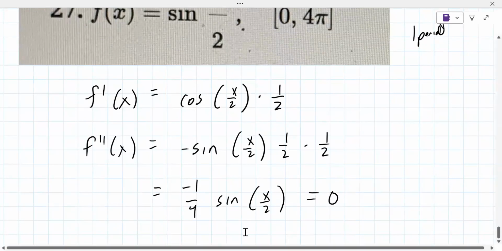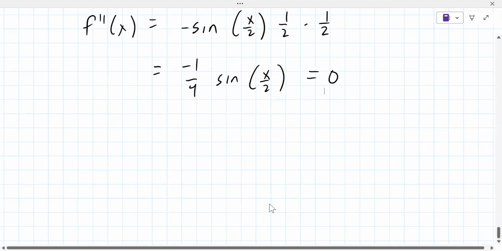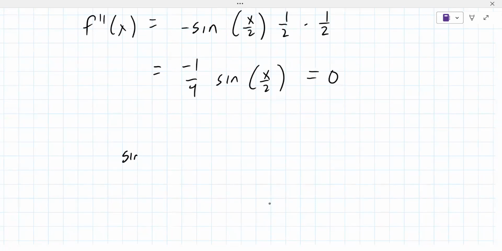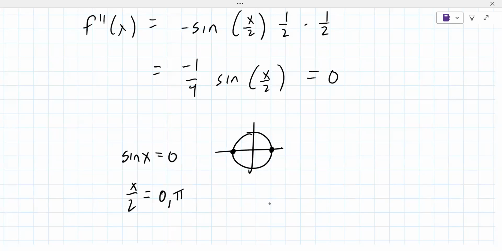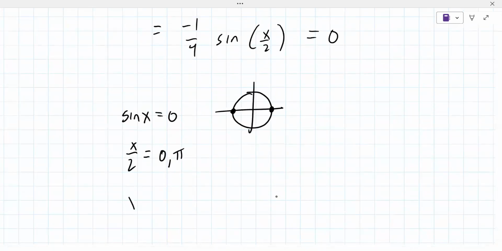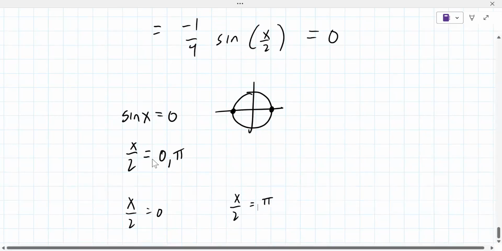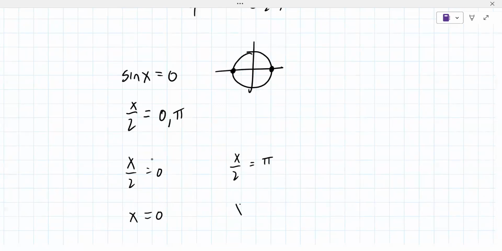You set this equal to 0. So basically where is sine equal to 0? Where does sine of x equal 0 on the unit circle? Well, it equals 0 when the y values are at 0 and pi. Now, because it's x over 2, you're supposed to set x over 2 equal to each of those and then solve for x again. So x over 2 equals 0 and x over 2 equals pi, because of that x over 2. So then you have x equals 0, and x equals 2 pi. And those are your two critical points.